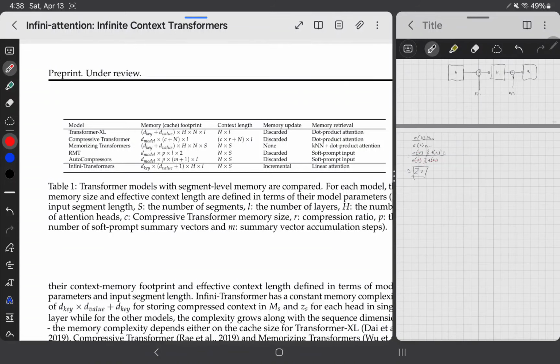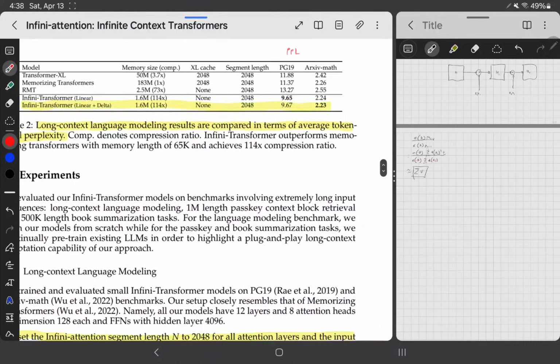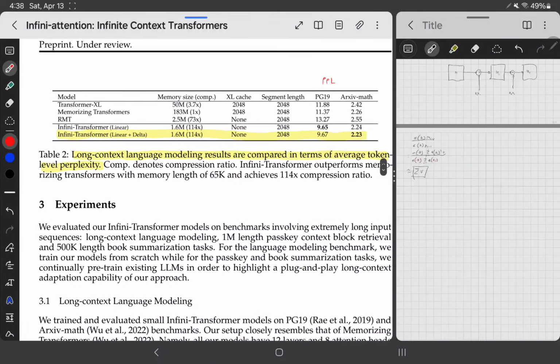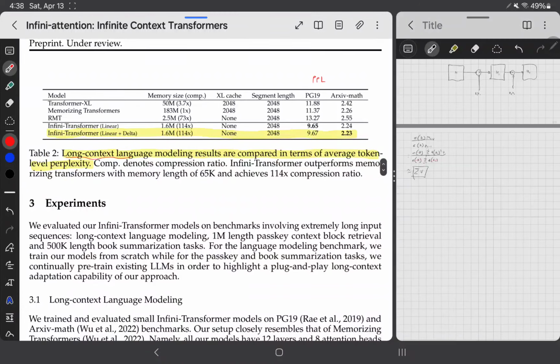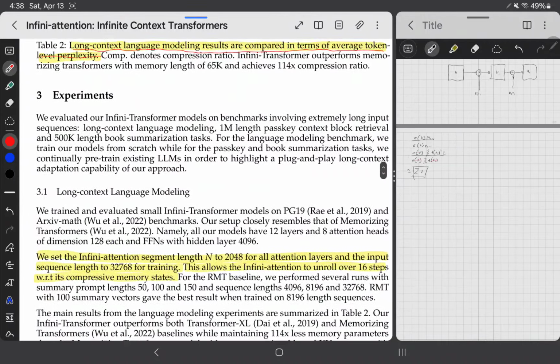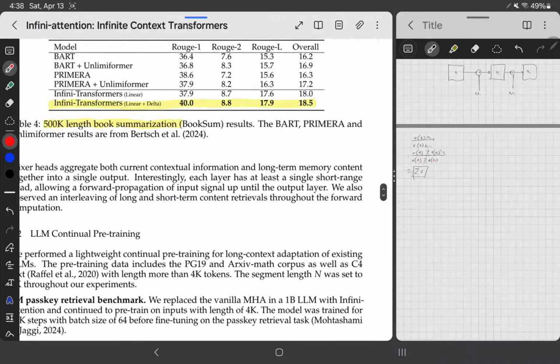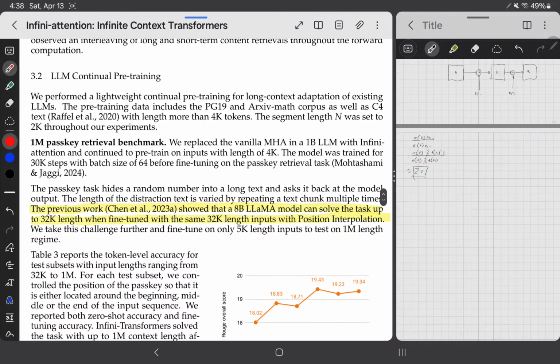I think that was, so down here, they show on some long context modeling results compared in terms of average token perplexity. I forget how long they model it. It was either 32,000 length.